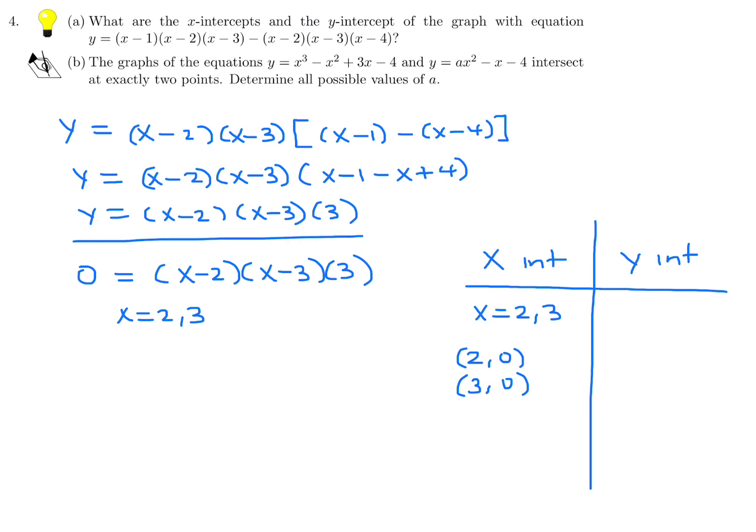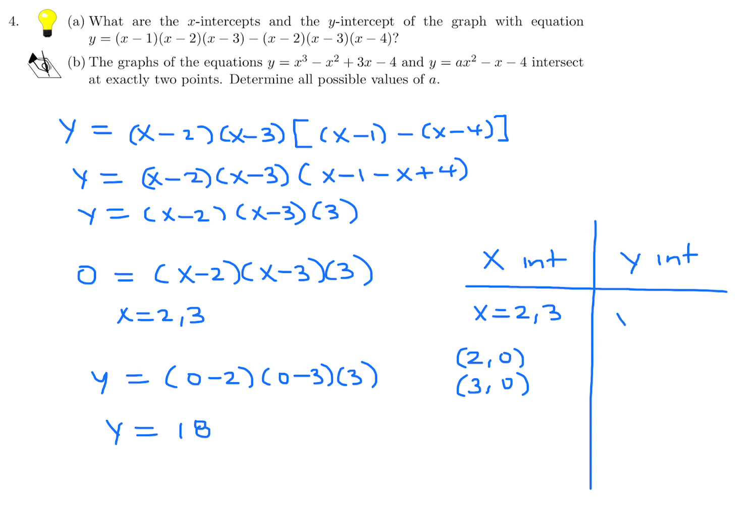Now, y-intercept is when you set x to 0. So let's set x equal to 0 in that equation. When you do, you get (0 minus 2)(0 minus 3) times 3. And this is what? 6 times 3, 18. So y is equal to 18. So that y-intercept is (0, 18). And that's it.